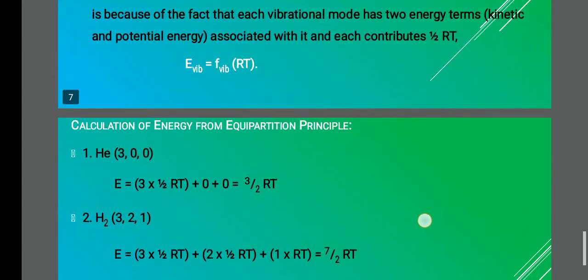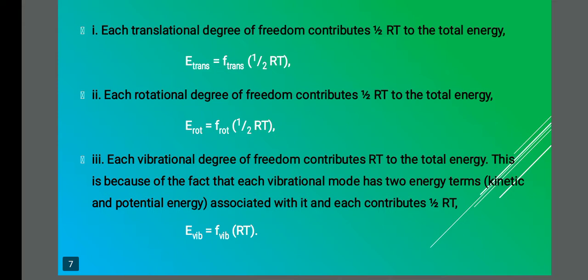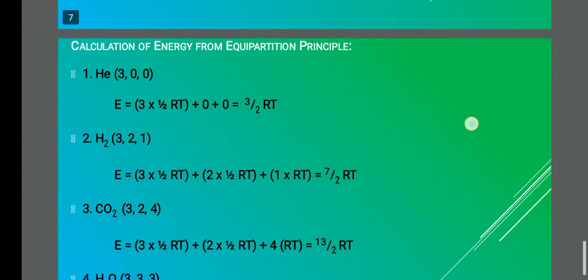Is it clear now? Should I repeat? Anyhow, I will repeat once again. E translational will be equal to F translational into half RT. E rotational will be equal to F rotational into half RT, and E vibrational will be equal to F vibrational into RT. The reason for this RT is that there are two sorts of vibrational energy: kinetic energy, which gives half RT, and potential energy, which gives half RT. So half RT plus half RT is equal to 1 RT, which can be written as RT. Is it okay? So we can go with the problems.